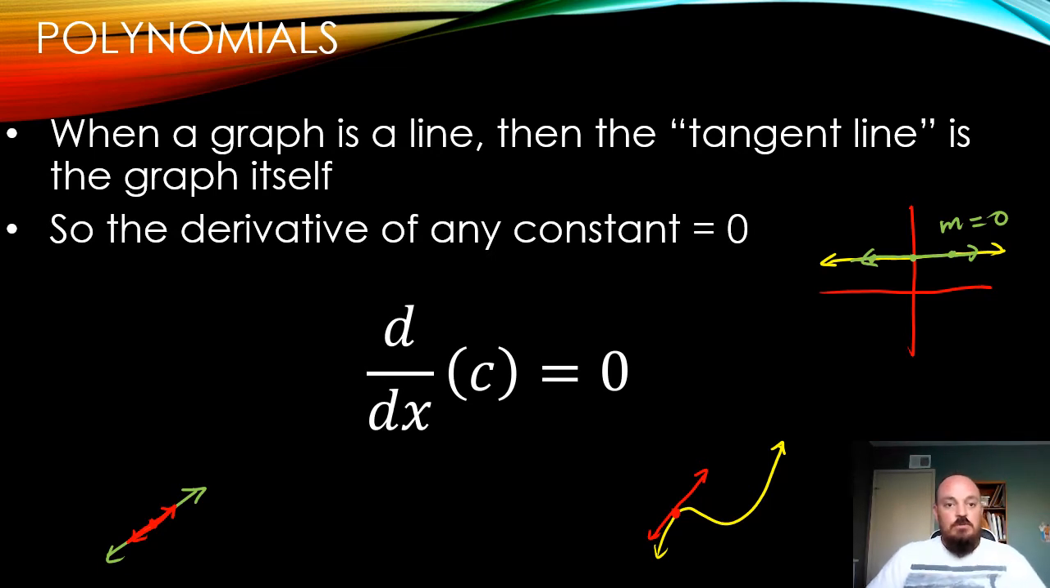So to use our new notation that I just showed you on the last slide, d/dx of a constant c equals 0. And that's going to work for any constant. Doesn't matter if it's a big number, a small number, positive, negative, anything.